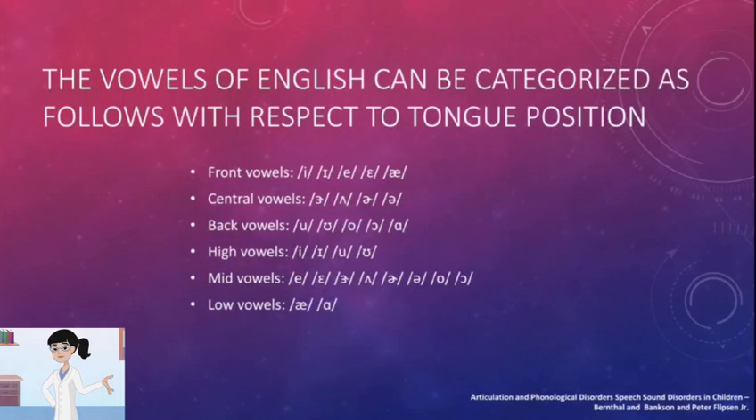The front vowels are E, I, A, A. The central vowels are A, A, A, A. Along with these central vowels, A, O, O are also known as mid vowels. And the back vowels are O, O, A. And the high vowels are E, I, O. And the low vowels are A and A.